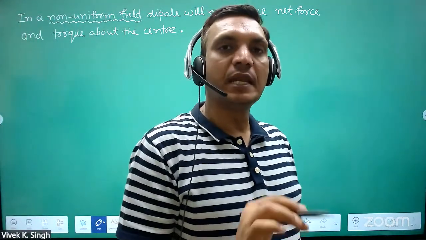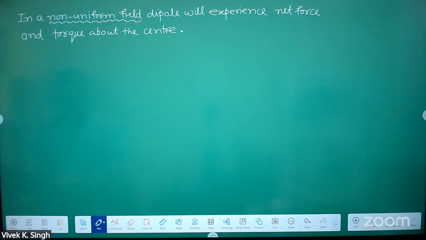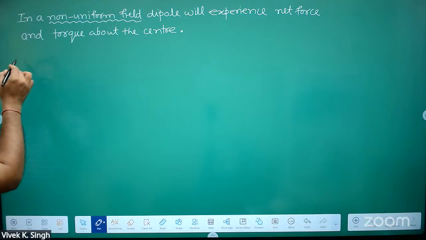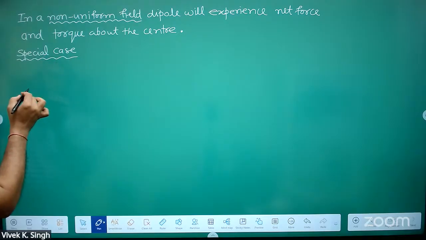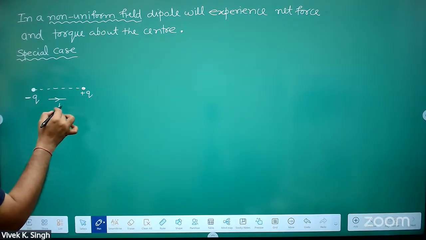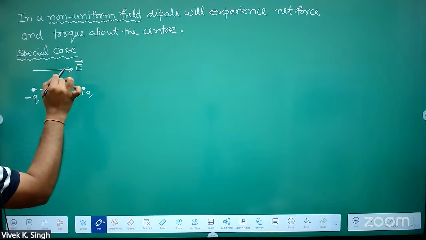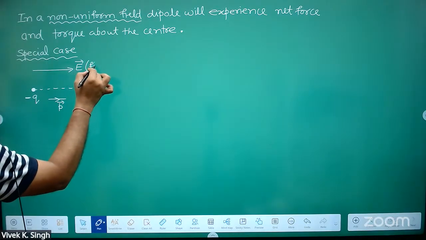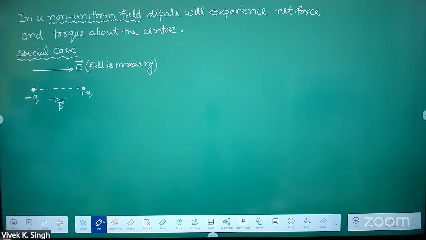Now I will take one special case of the dipole, when the dipole is either in the field direction or opposite direction. So what will be the net force? Let's consider a special case. Consider a dipole. This is plus Q, I am taking this to be minus Q, and this is plus Q. So the dipole moment is in this direction, and the electric field is in this direction. Field is increasing in this direction. This is a non-uniform field.